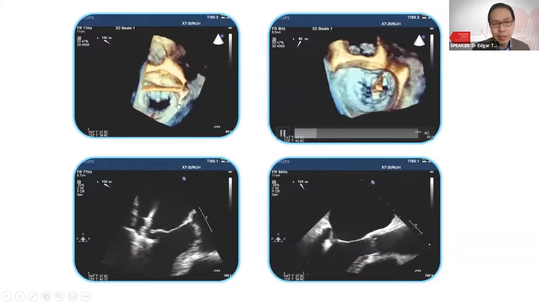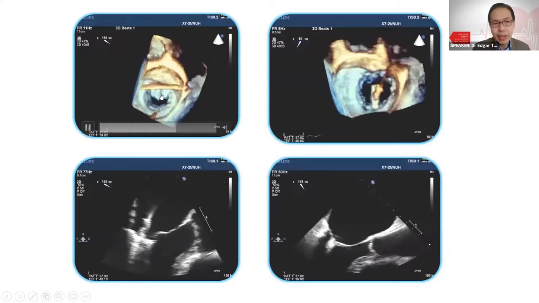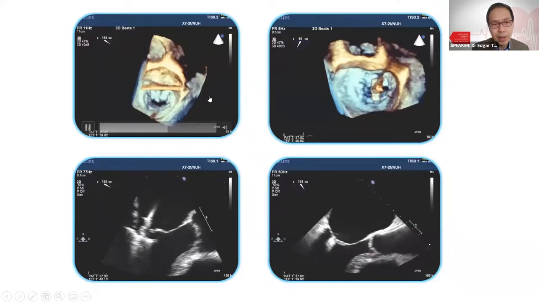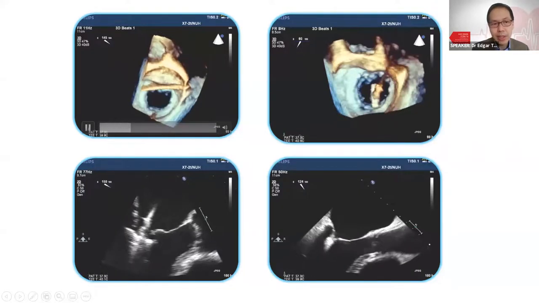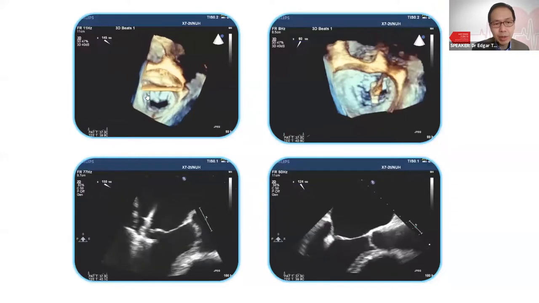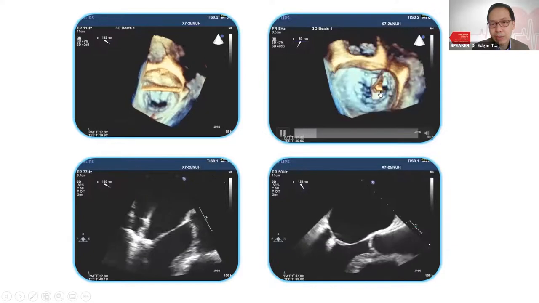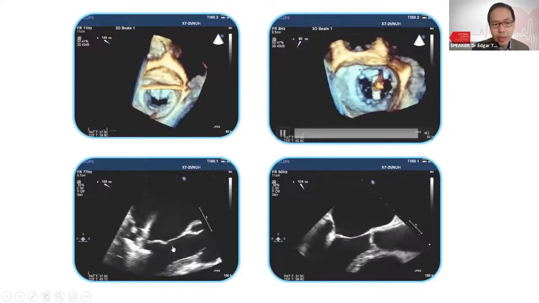You can see what happened in this particular case is that the anterior leaflet and the posterior leaflet of this mitral valve are supposed to form a smile, meaning they're supposed to touch each other. But here you see a very big gap on the picture on the top left. And then the mitral clip is now being advanced in from the atrial side, going into the ventricle.